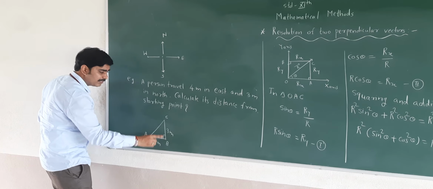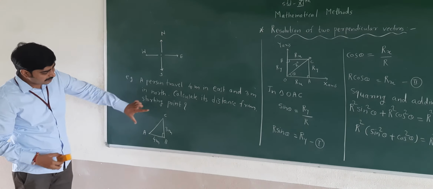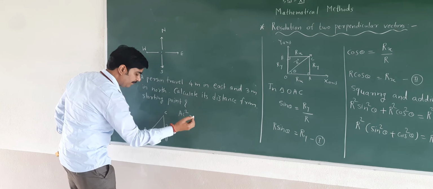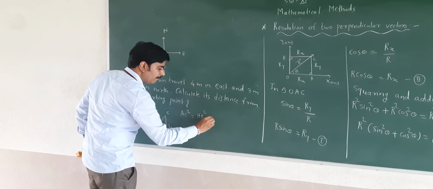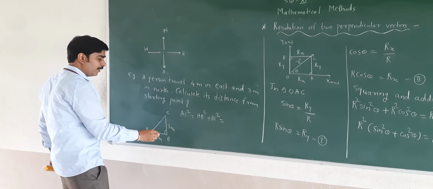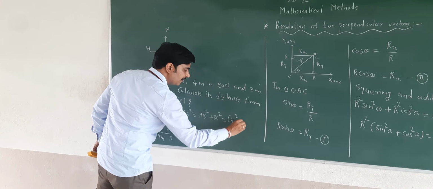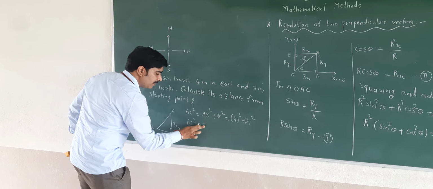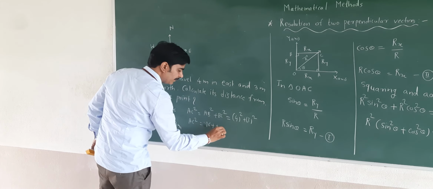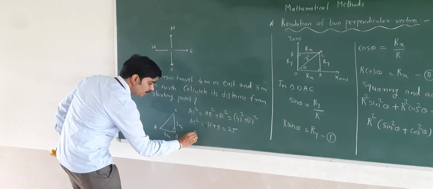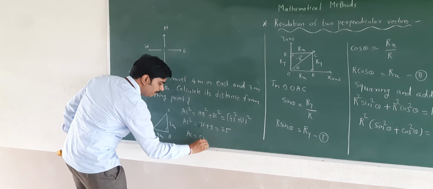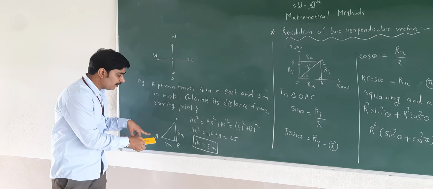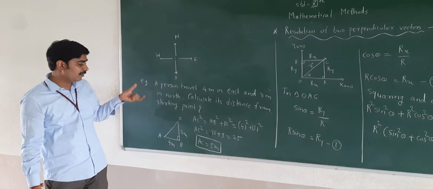Now if you observe this triangle ABC, AC is the shortest distance. So here we have to apply the Pythagoras theorem. AC square is equal to AB square plus BC square. What is the value of AB? 4 square plus 3 square. So AC square is equal to 16 plus 9. That is nothing but 25, and if we take the square root, AC is equal to 5 meters. So the distance from the starting point to the point C is nothing but 5 meter.